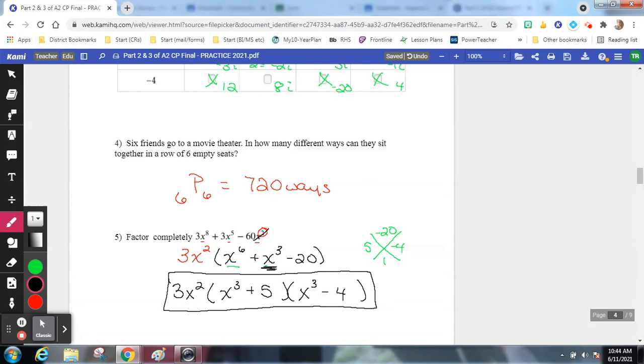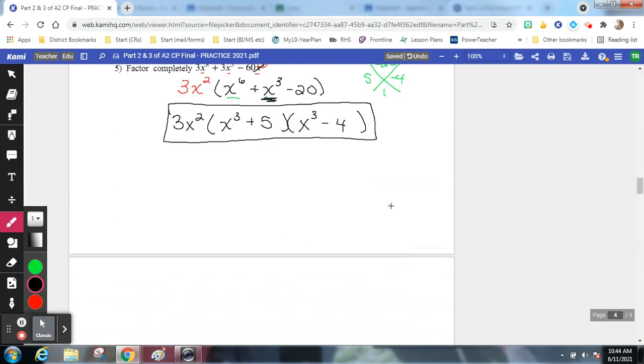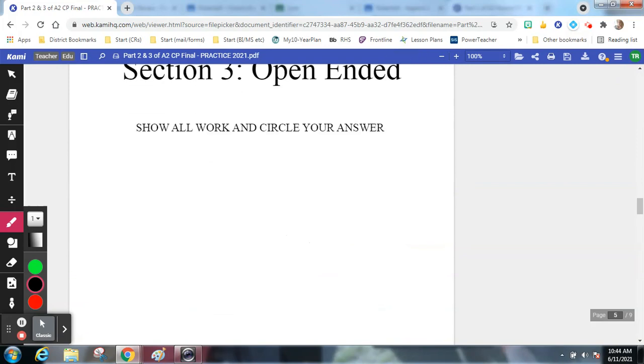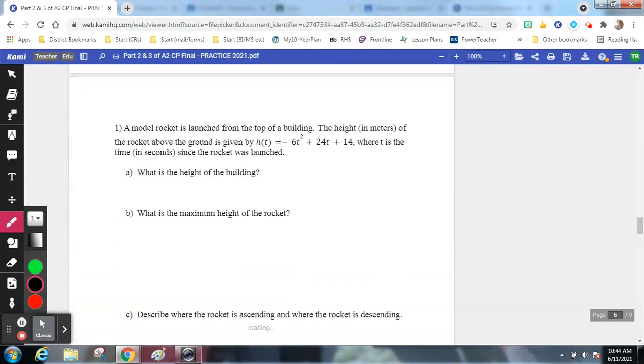Okay, so that is part 2. Those are your short answer questions. You're going to have very similar ones on the final exam, just different values, and that is 30 total points. All right, part 3, your open-ended, are just a little bit longer. They're broken down into ABCs or multiple portions.